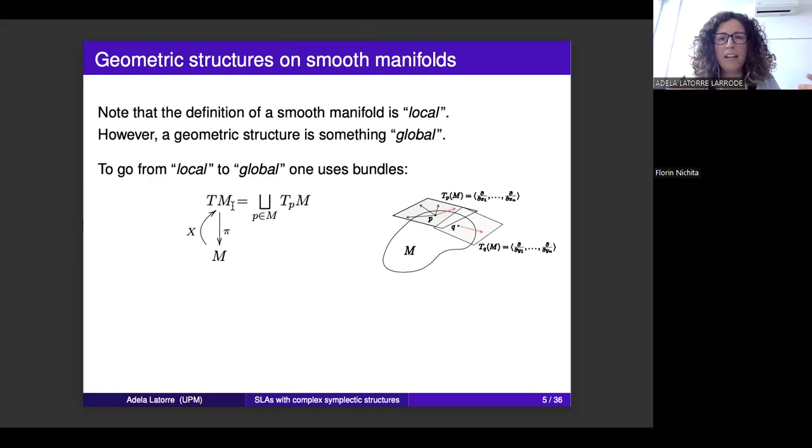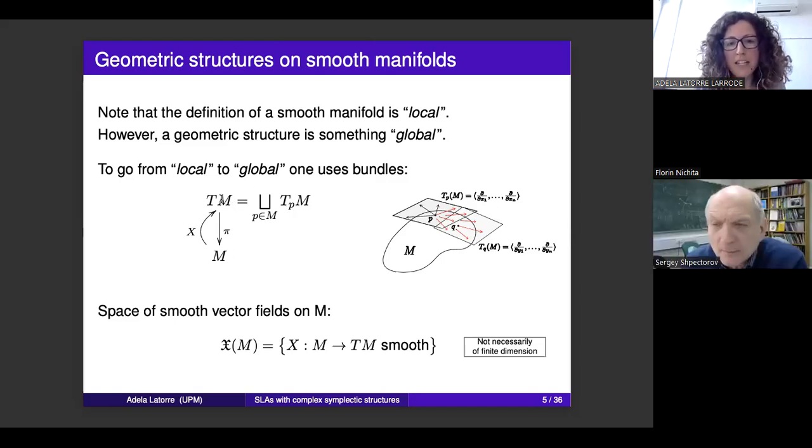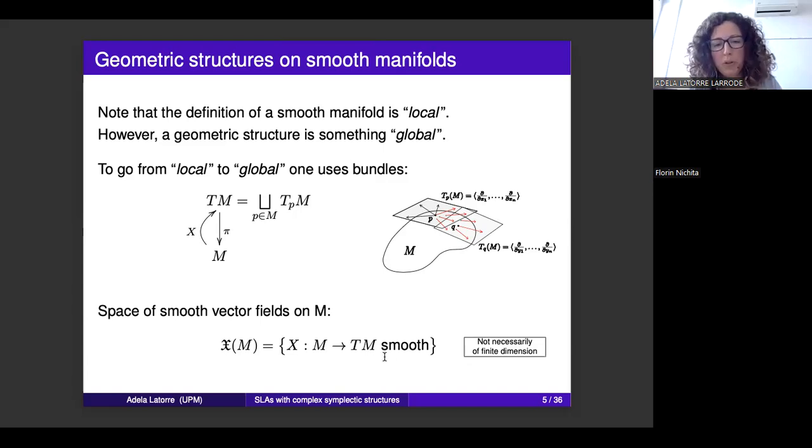But as we are dealing with differential geometry, things are smooth. So this choice cannot be arbitrary in general. We want this choice to be smooth, that it varies smoothly as we move around the manifold. So in this sense, we are interested in the space of smooth vector fields on the manifold, which are these sections I've talked about, but in such a way that they are smooth.